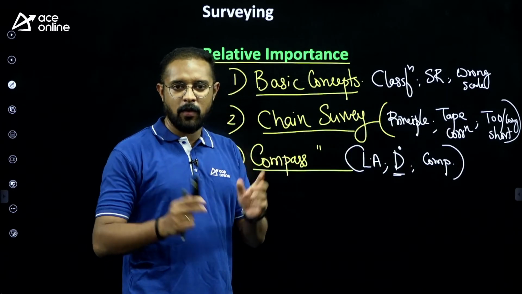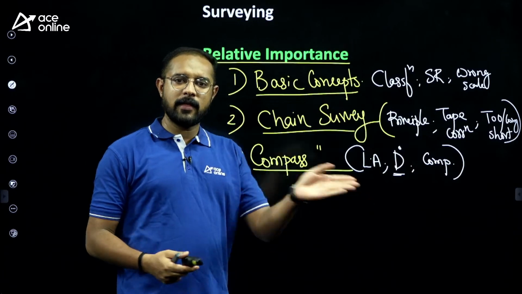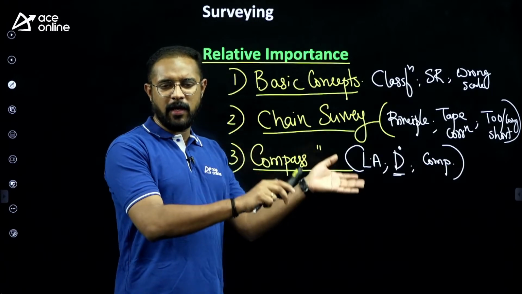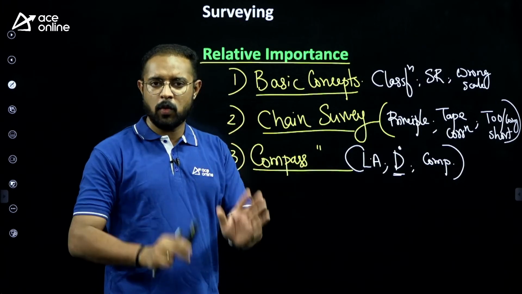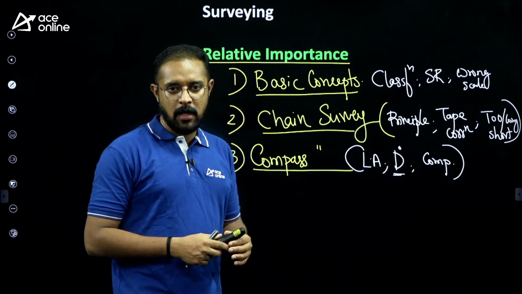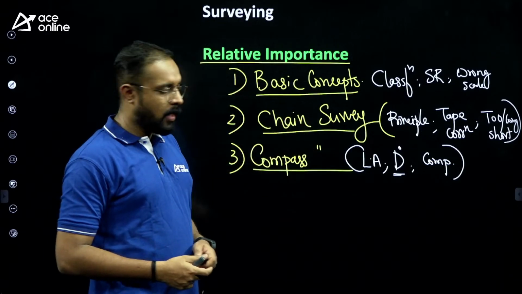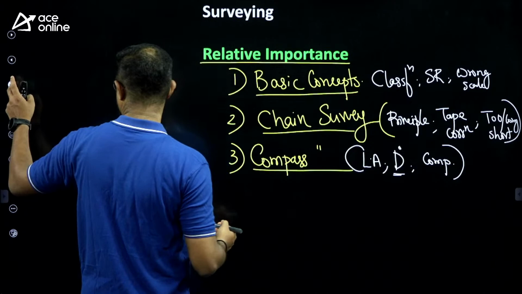They have asked something around azimuth. They gave the reduced bearing, then asked you to find out what the azimuth is. So basically, you need to convert the reduced bearing system to the whole circle bearing system. That was the question. Without understanding that, you cannot solve any problems in this particular chapter. So that is our compass survey.